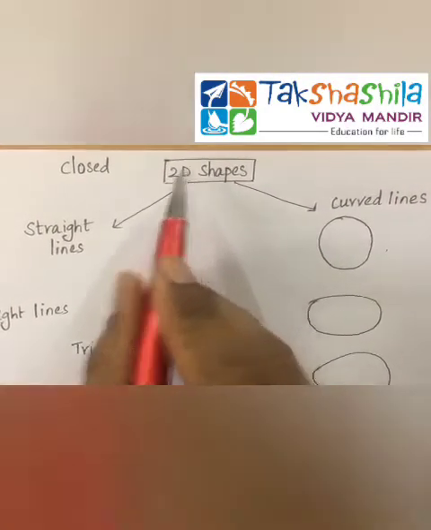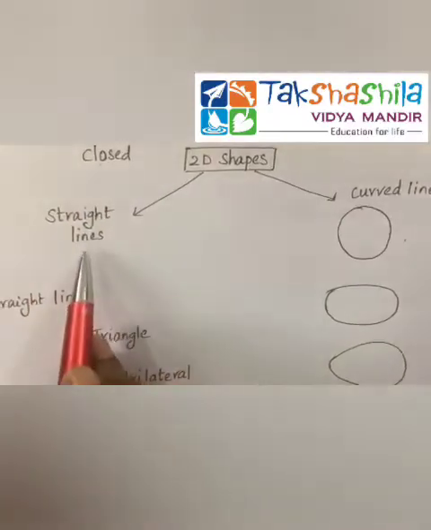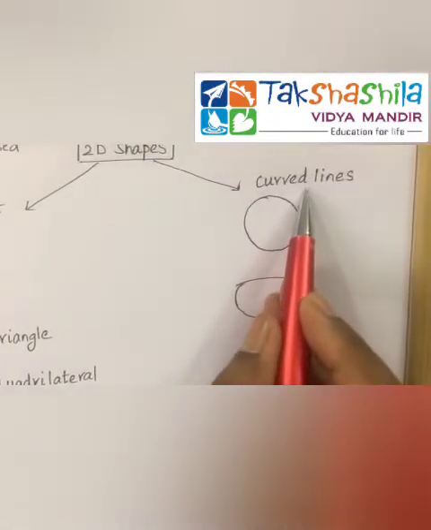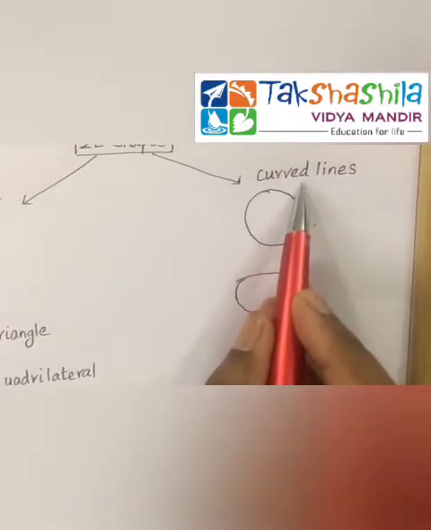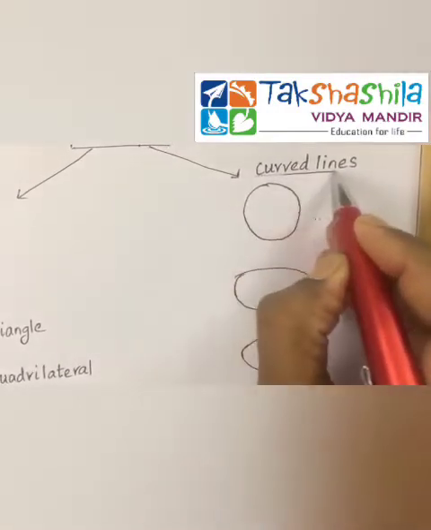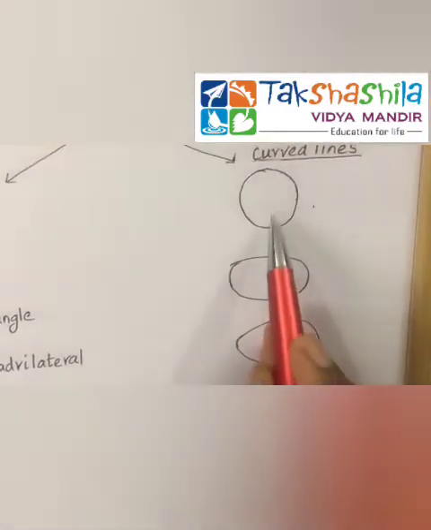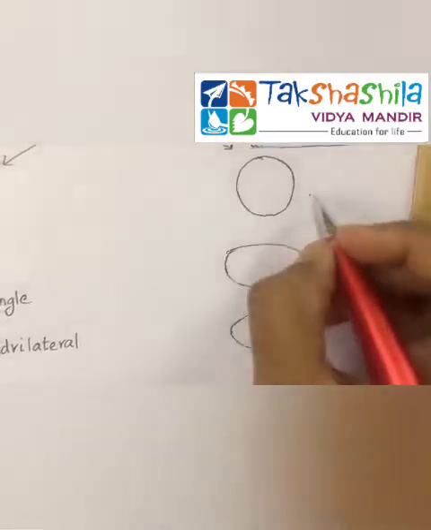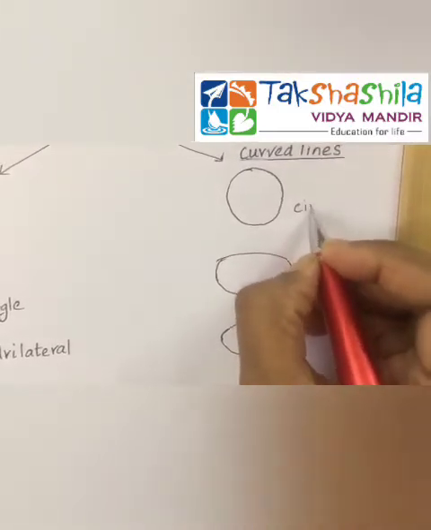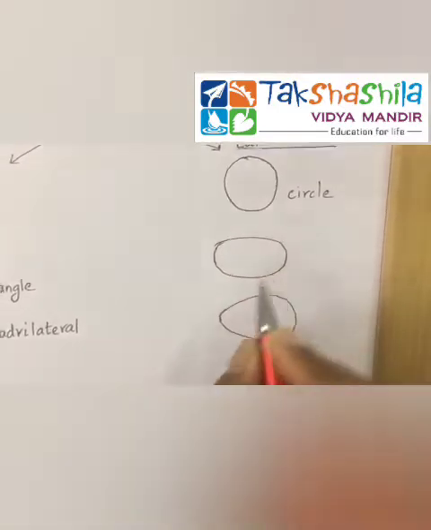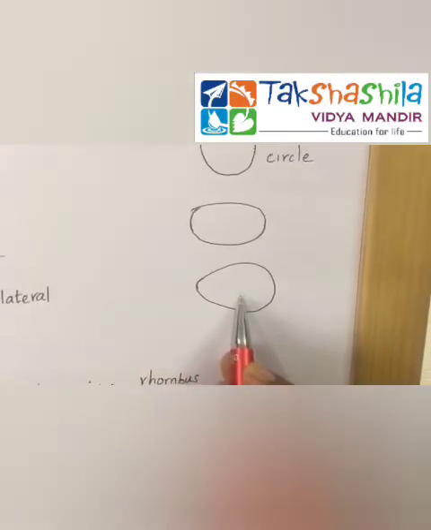I have asked you to draw a closed shape with straight lines and curved lines. First we will see curved lines. What are the shapes that you can draw with curved line? What is this shape called? Yes, everyone knows this is a circle. What is this shape called?